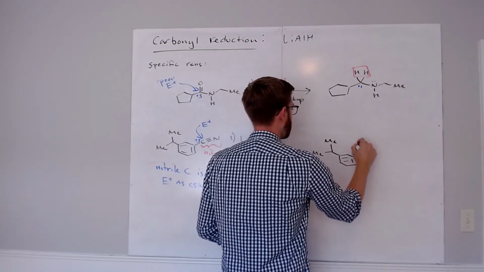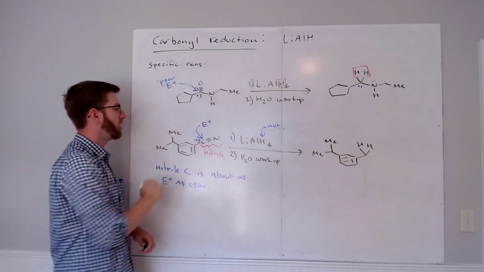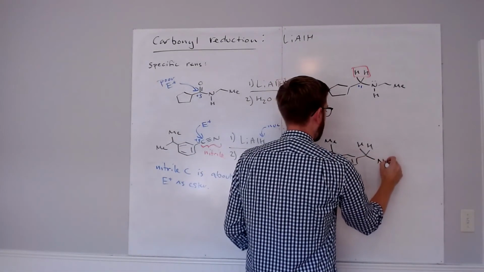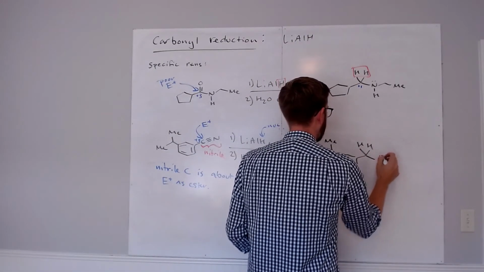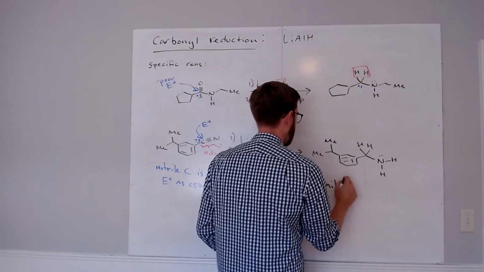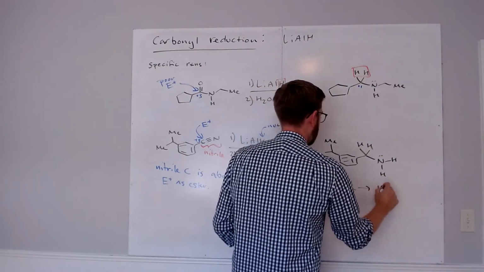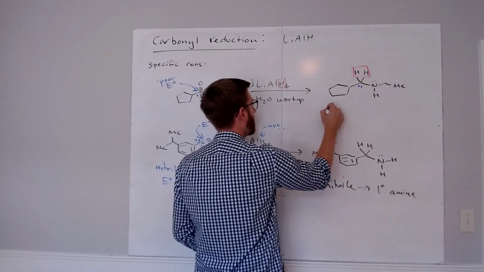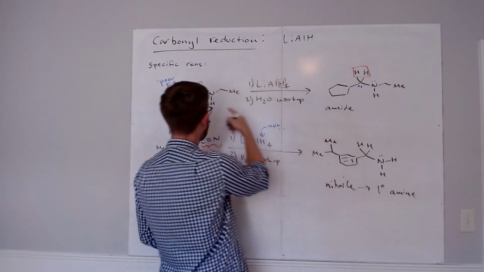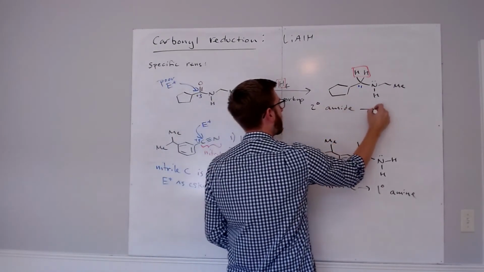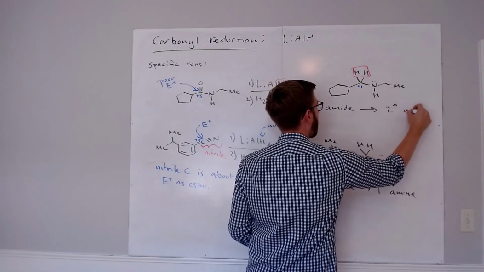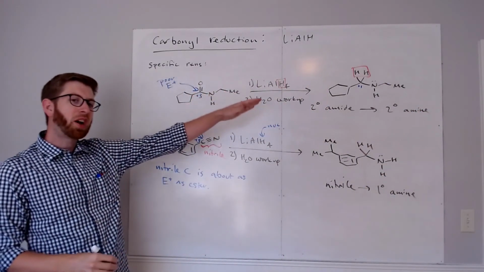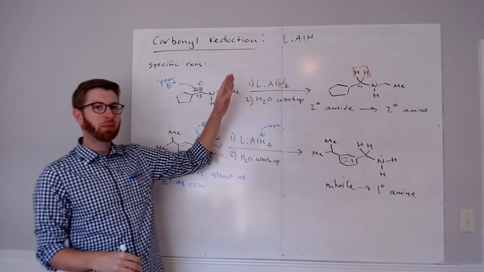We'll introduce 2 different hydrogens to the nitrile carbon center. That's the 2 different reductions. And then after the workup, we'll end up with a primary amine. So we've got a nitrile to primary amine. And here we've got an amide, in this case a secondary amide, to a secondary amine. So if we had done this with a primary amide, you would make a primary amine, and a tertiary amide would become a tertiary amine.